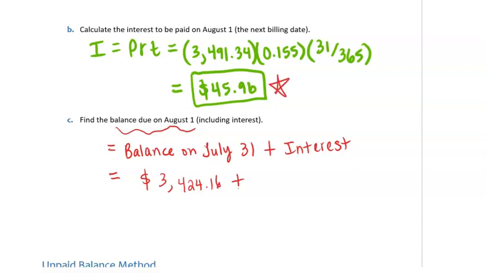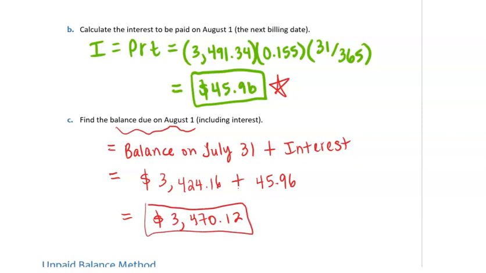Plus the interest that we just calculated, which was $45.96, which gives a result of $3,470.12. That will be the balance due on August 1st, including interest. In other words, the balance and interest from the end of this billing cycle. This concludes example 1.